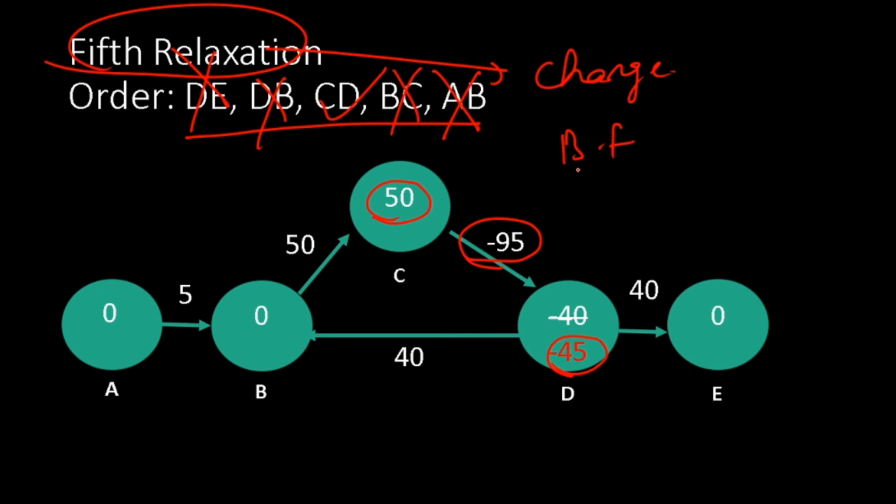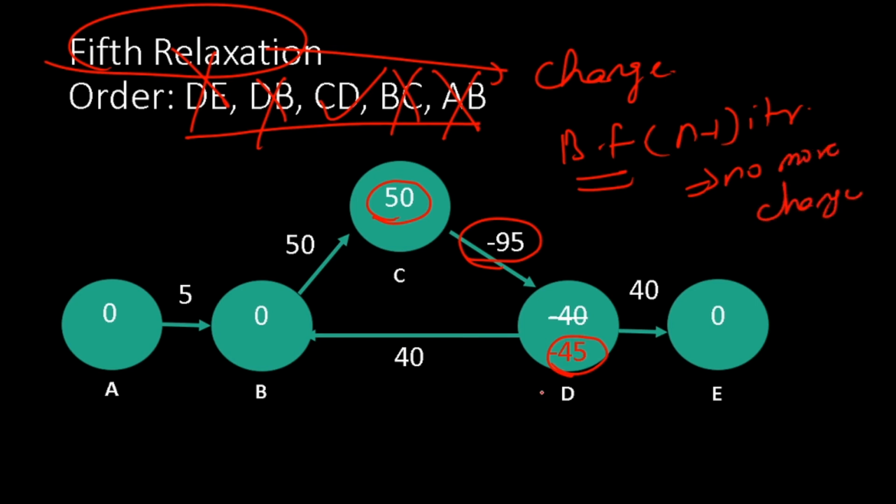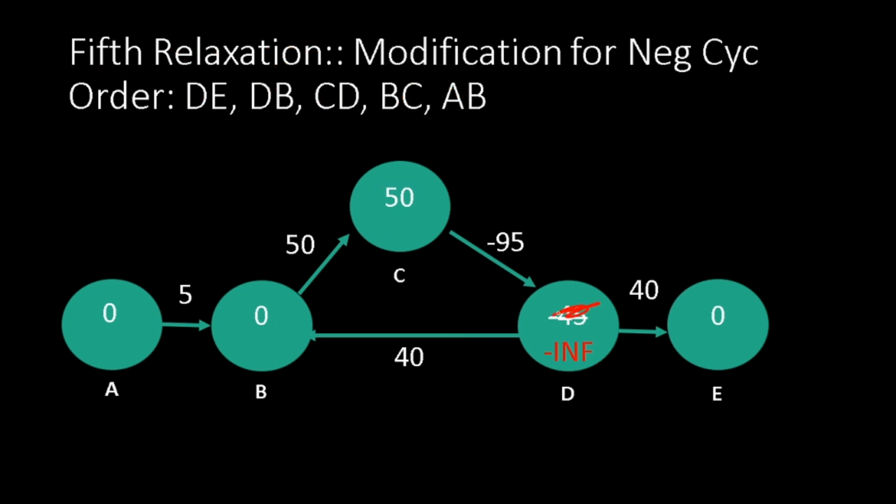What does the Bellman-Ford algorithm say? N minus 1 iterations implies no more changes. And what is the reality? Reality is we have a change. So what does that mean? This means that D is part of a negative cycle. That's what it means. As simple as that. So if it is a part of a negative cycle, let us not stop it at minus 45. Why minus 45? Let us just label it as minus infinity. Why? Because it is going to keep on reducing and it is going to become minus infinity.